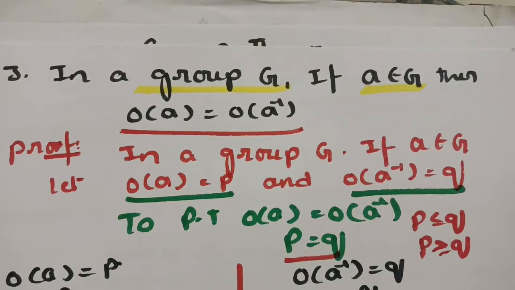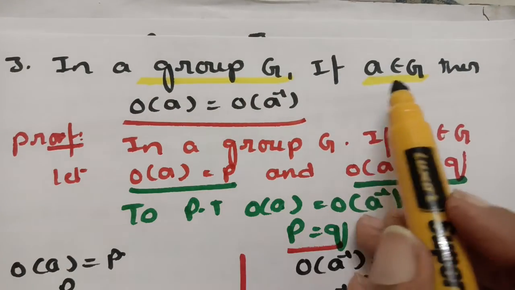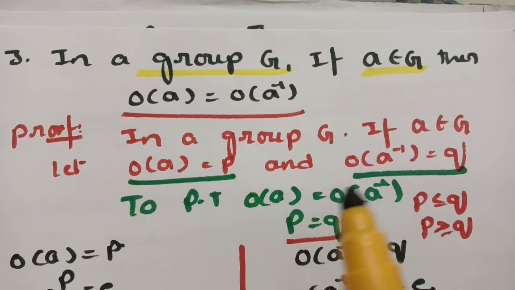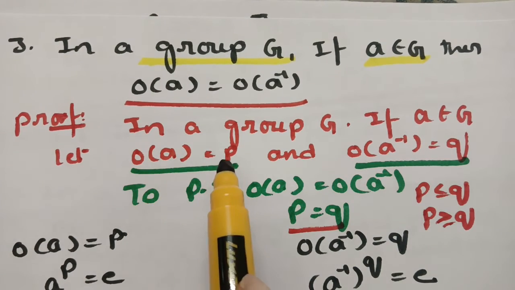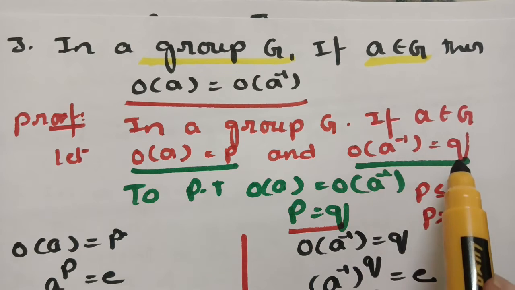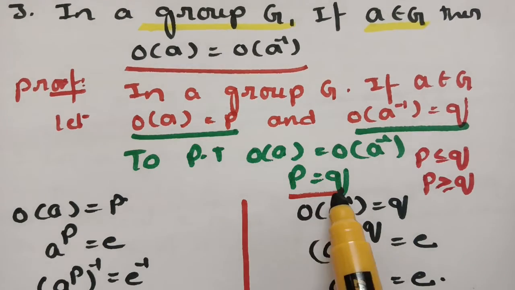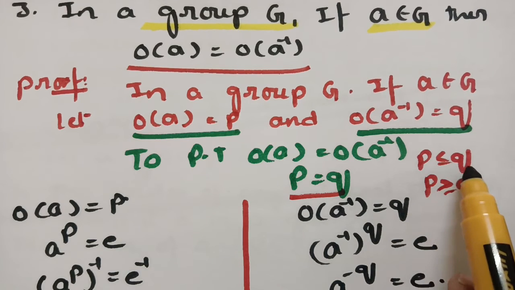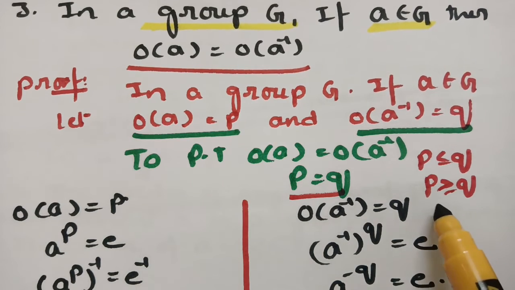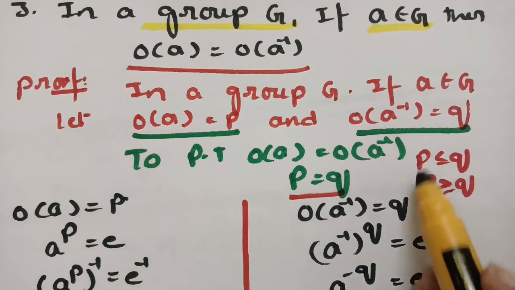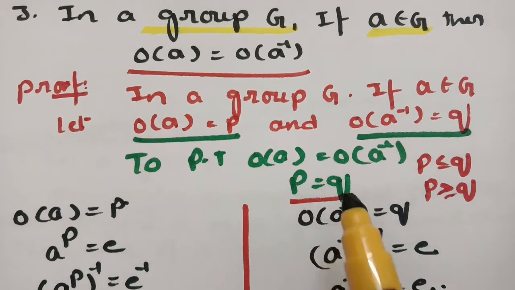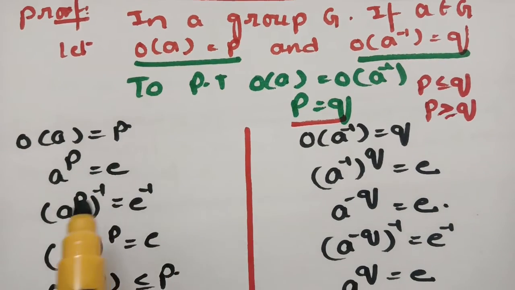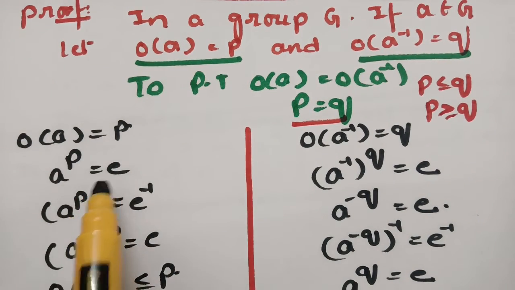See here, this is also very easy. In a group G, if A belongs to G, then order of A is equal to order of A inverse. So let us consider that order of A is equal to P and order of A inverse is equal to Q. We have to show that P is equal to Q. It is enough if you show that P is less than or equal to Q, and next, P is greater than or equal to Q. Then we say that P is equal to Q. So from our equation, order of A is equal to P, this can be written as A power P is equal to E.